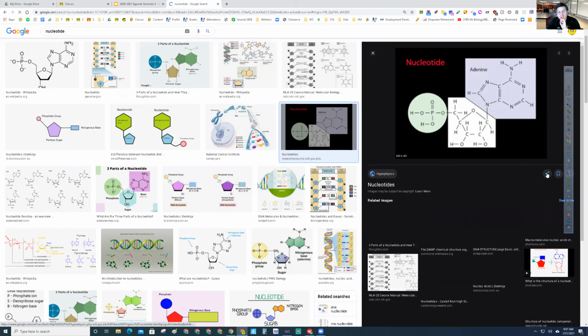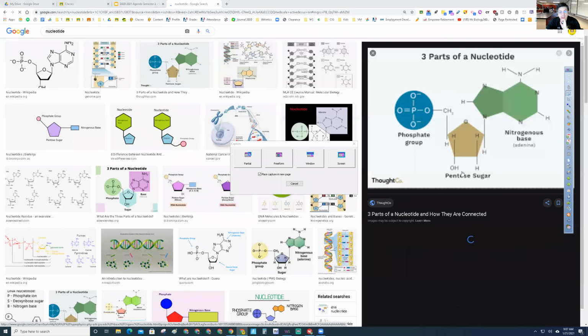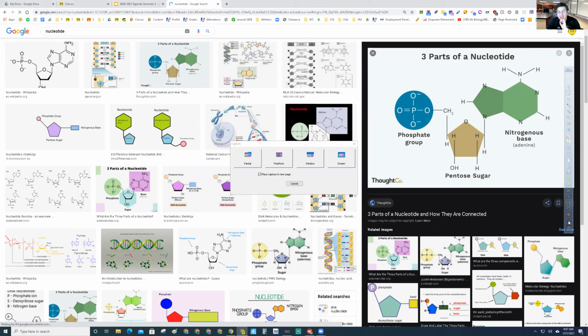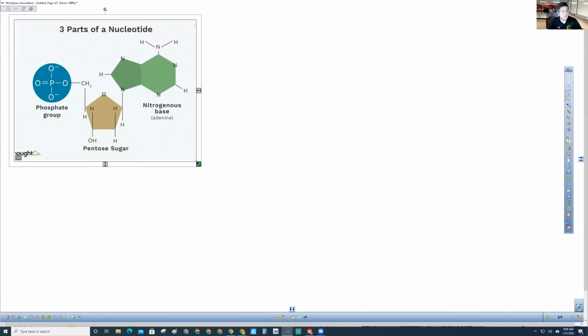If we take a look at this one, actually this one's better. I like this one better. You can actually build this molecule, and if we were in class together, we would build this molecule and then it would make even more sense. Let me take a picture of this. Oh, there we go. Okay, so there it is. Here's the molecule.